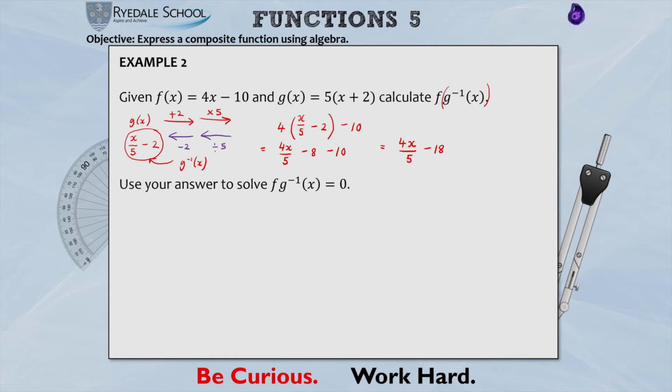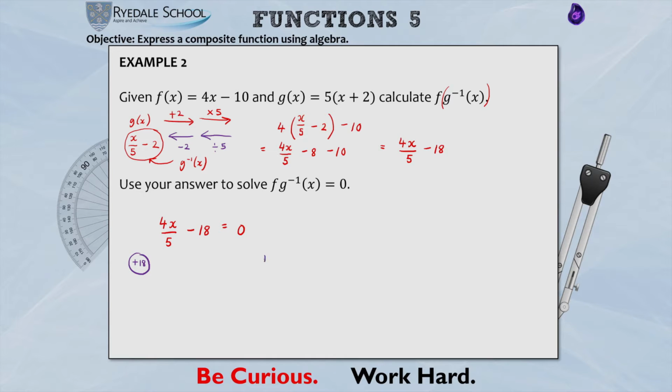Then it says use your answer to solve f g of negative 1 of x equals 0. So that's just asking us to make an equation and solve it. Well, we've already got our expression. So it's saying when does 4x over 5 take away 18 equal 0? So I'm just going to solve this like any other equation using inverses.